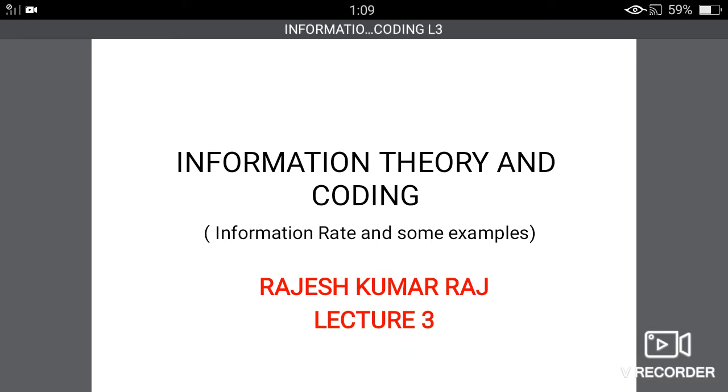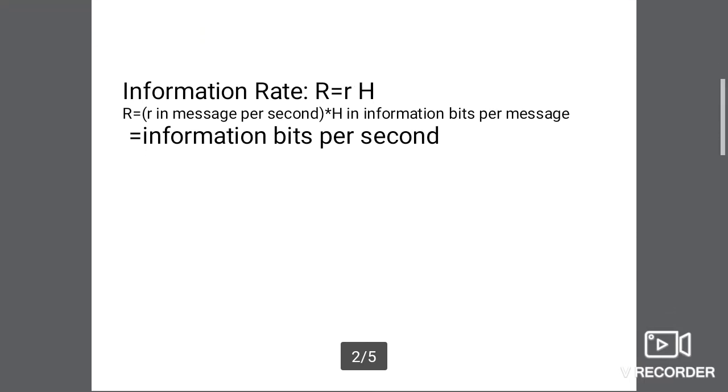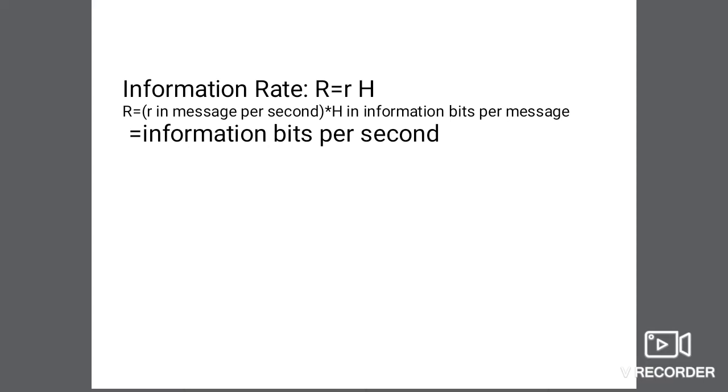Today we will discuss information rate and some examples related to information rate. We can represent the information rate by capital R. Here R is equal to small r times capital H. H is average information, or we can say entropy, which we taught in my previous lecture, and small r is the rate at which messages are generated. It is also called the rate of source, meaning how many bits per message we can transmit per second.